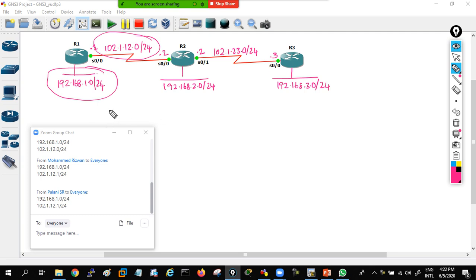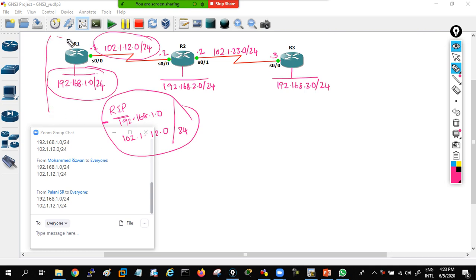So what I am going to do is advertise in the RIP protocol only the known networks. I don't care about what networks are connected on the other side. So I go to RIP and I say that my networks are 192.168.1.0 and 102.1.12.0. These two networks I am going to advertise in the RIP protocol. Is it clear? Everybody understand? But in the entire topology, make sure that you configure RIP.